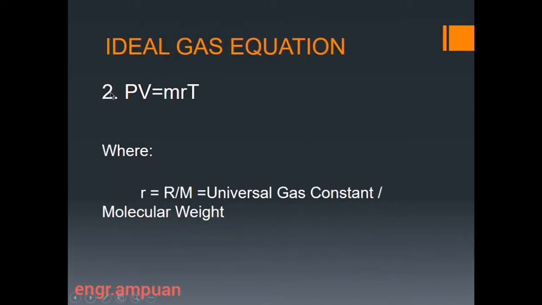The second one is PV = mRT, wherein P is the same as in the first equation, V is also the volume, m is the mass, R is the ideal gas constant, which is equal to the universal gas constant over the molecular weight. And then the T here is also the absolute temperature.